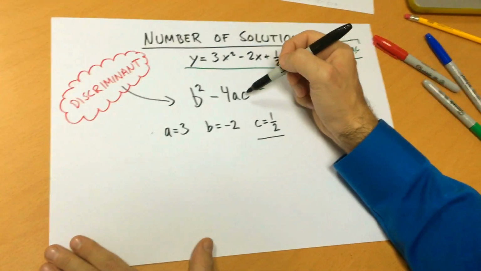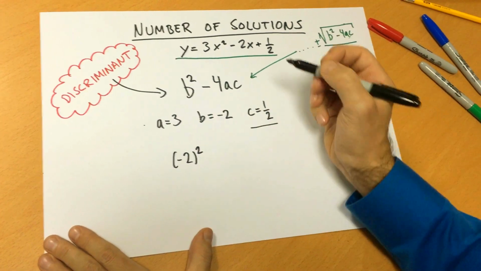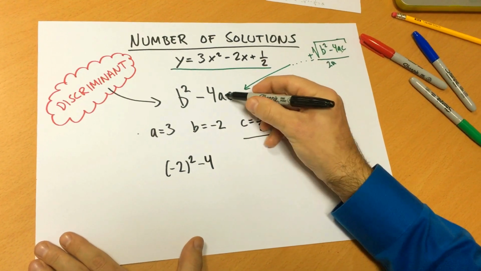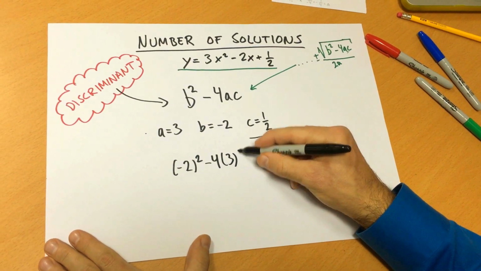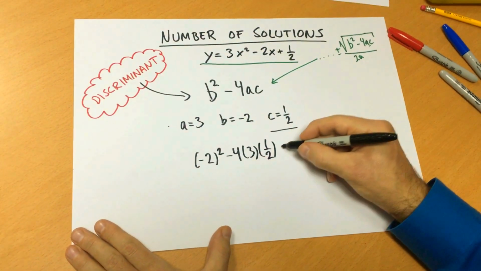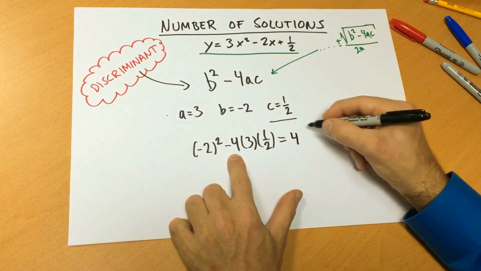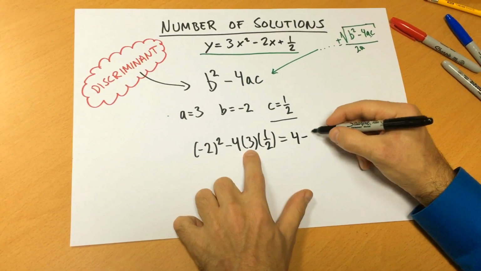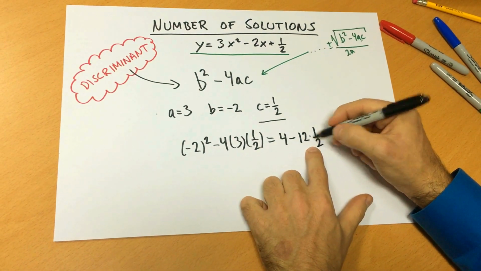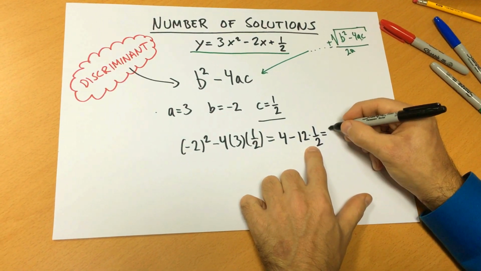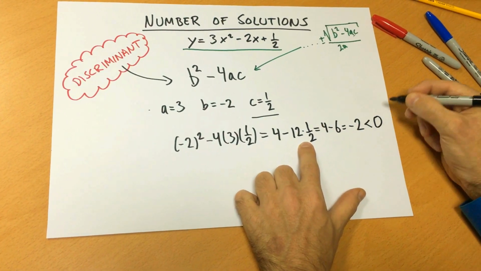Okay, so let's go back to our little example here. You have b squared minus 4ac. So b squared is negative 2 squared minus 4 times a times c. So a is 3, c is a half. Okay, lots of brackets here now. That's just because we're multiplying everything. Negative 2 squared is 4. Minus, well, 4 times 3 is 12. 12 times a half. So this is 12 divided by 2, right? It's equal to 6. So this is 4 minus 6, which is minus 2. It is less than 0.